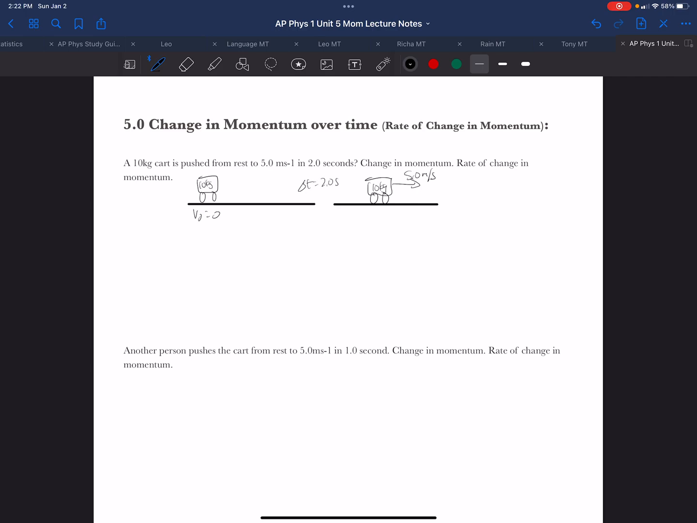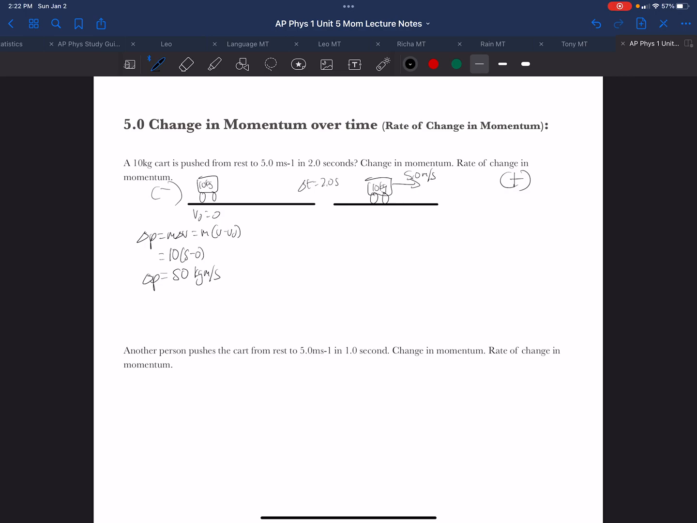Well, what is the change in momentum? Let's see. Delta P equals m delta V, which is m(v minus V0). So the mass is 10, the final velocity is 5, the initial velocity was 0. So we have 50 kilogram meters per second. It's positive because we have a positive direction and a negative direction, so it's the increase or change in the positive direction.